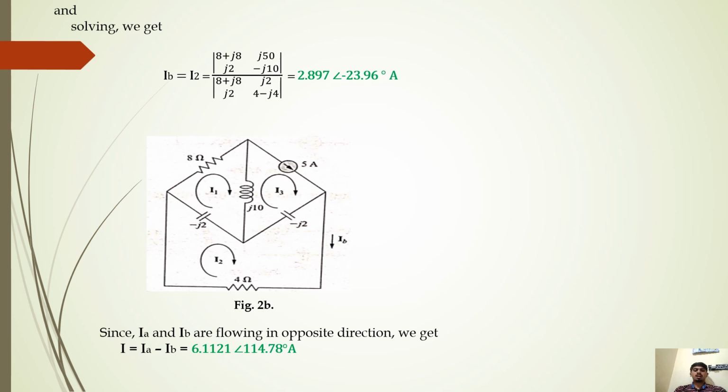Since Ia and Ib are flowing in opposite directions, we subtract. We get I is equal to Ia minus Ib, which is equal to 6.1121 at an angle of 114.78 degree ampere.